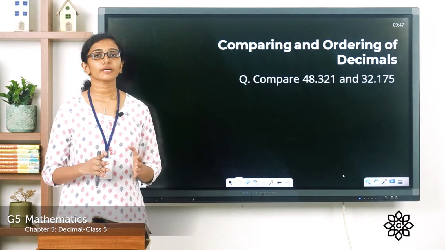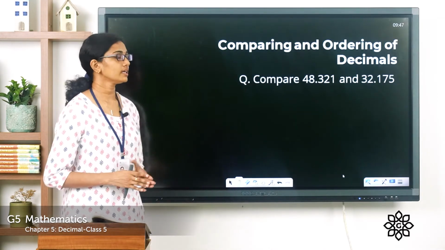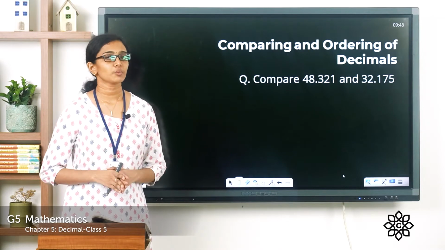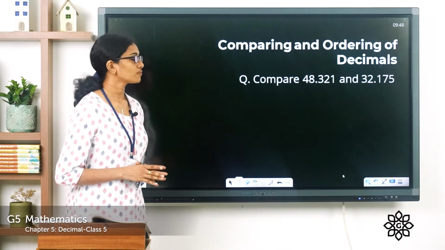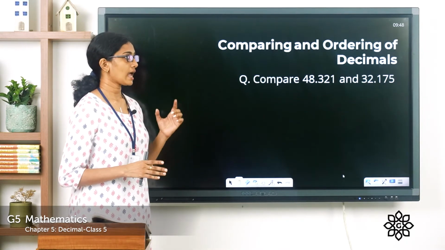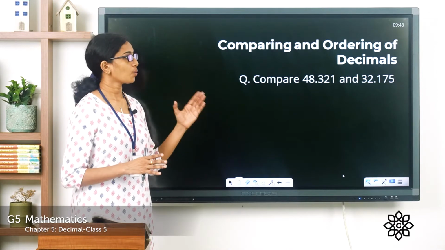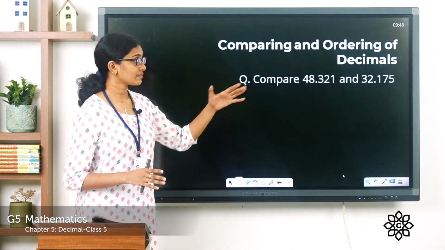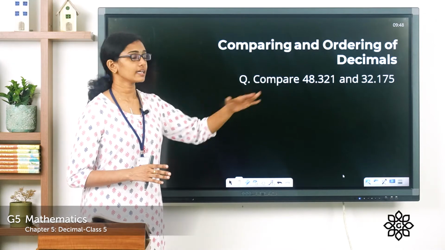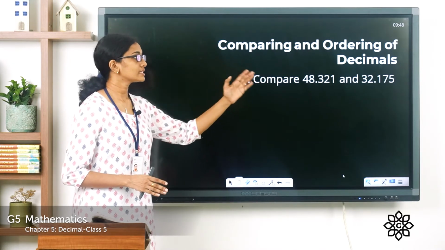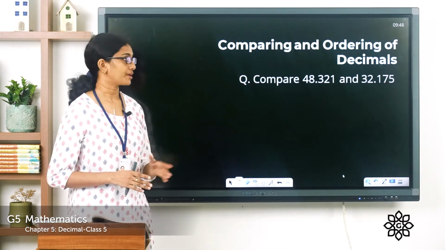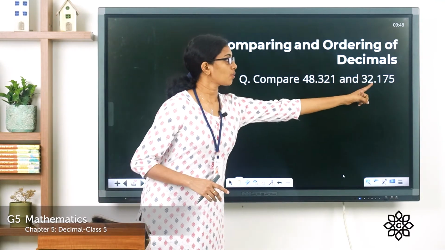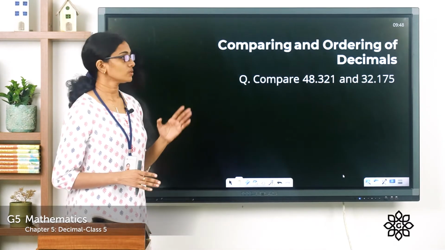Now we will see how we can compare and order decimals. Let's see that with an example. Compare 48.321 and 32.175. Look at the given decimals. Note that they are like decimals. They have the same number of digits after the decimal point: 1, 2, 3, 1, 2, 3. So they are like decimals.